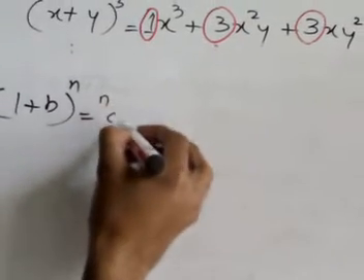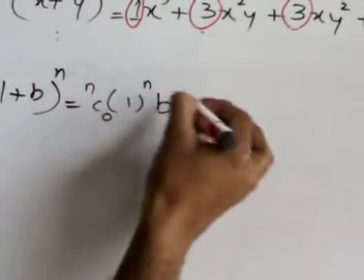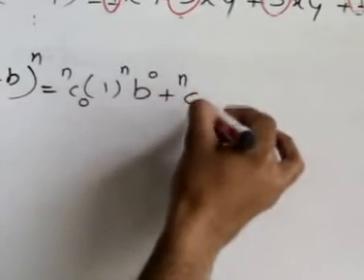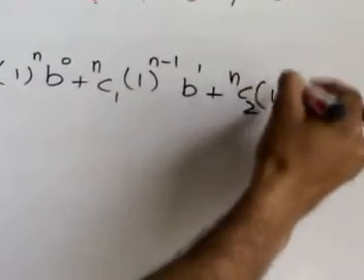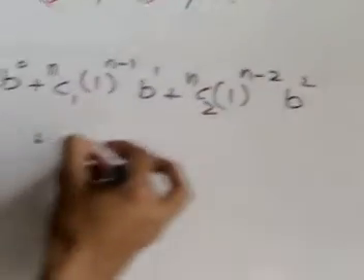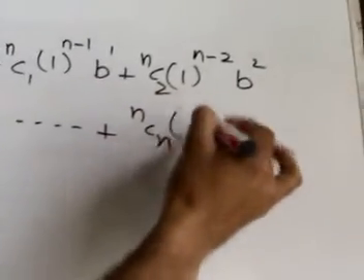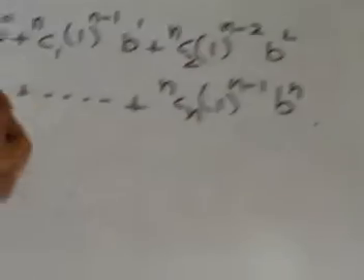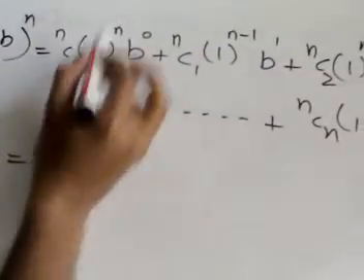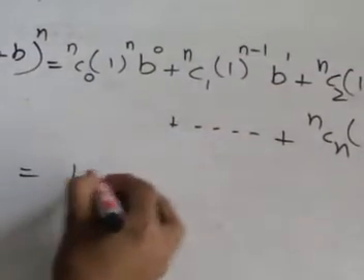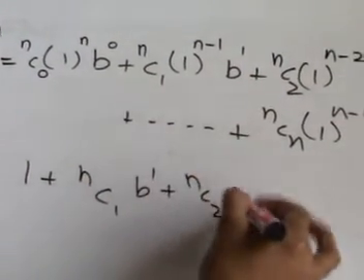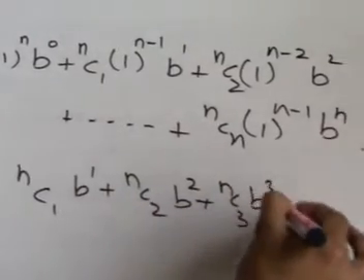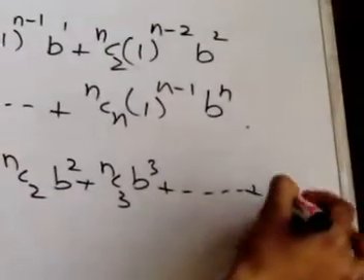Okay, if I go by the general rule, this will be nC0 1^n b^0 plus nC1 1^(n-1) b^1 plus nC2 1^(n-2) b^2, plus so on, nCn 1^(n-n) and b^n. So look at this, 1 raised to any power is 1 again, so this will be 1 plus nC1 b^1 plus nC2 b^2 plus nC3 b^3, and plus so on, nCn, that is 1, and b^n. So this is another form.